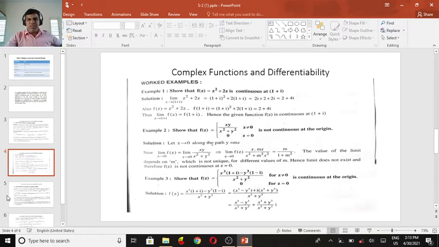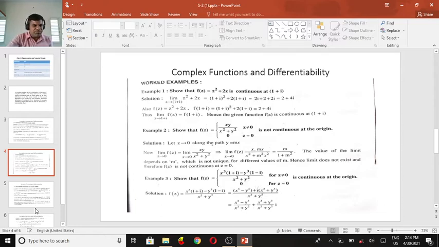Expressed in complex form, that is 2 plus 4i. In another way, if z is 1 plus i, f of 1 plus i equals z square plus 2z, replacing z by 1 plus i, that is (1 plus i) whole square plus 2 times (1 plus i). Simplifying, we get the same result, 2 plus 4i. Thus the limit as z tends to 1 plus i of f of z equals f of 1 plus i. Both are equal. Hence the given function f of z is continuous at 1 plus i.